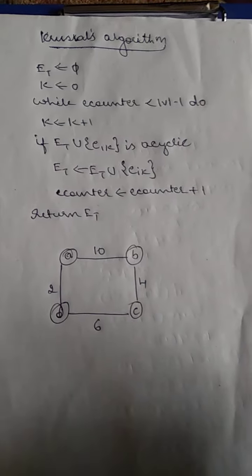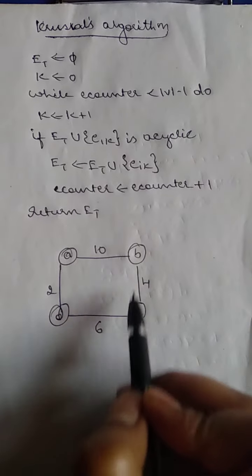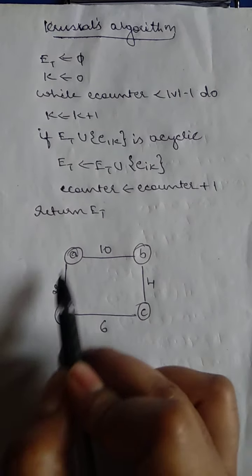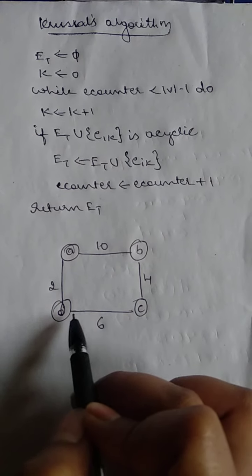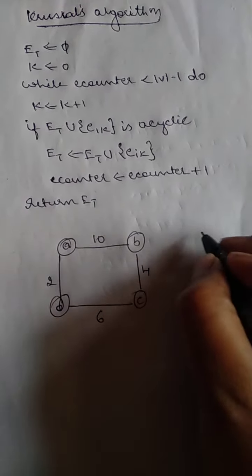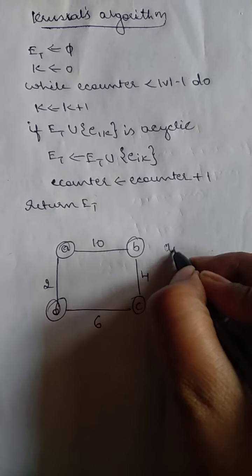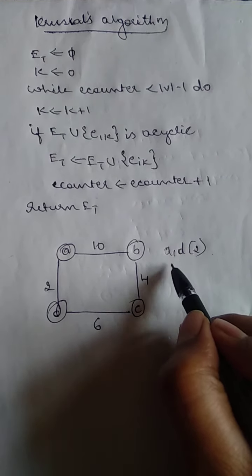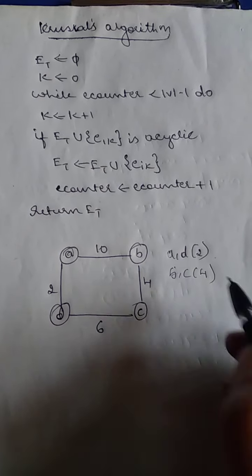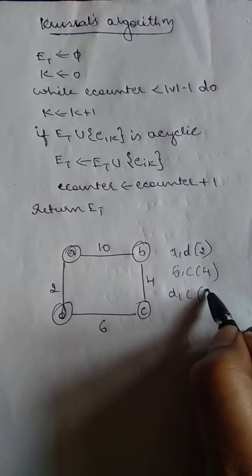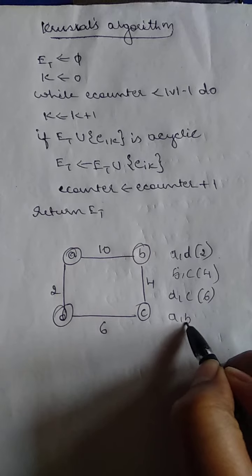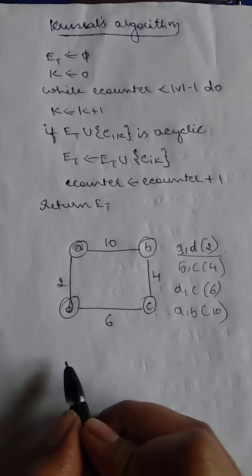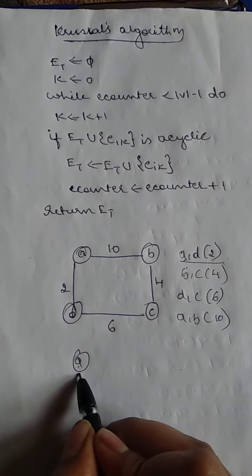How? See here, for example, I have 4 vertices and 4 edges. You have to look at all the weights. Among these, which is minimum? 2 is minimum, that is A to D, weight 2. Then B to C, weight 4. Then D to C, weight 6. Then A to B, weight 10. So among these, first you have to take A to D.